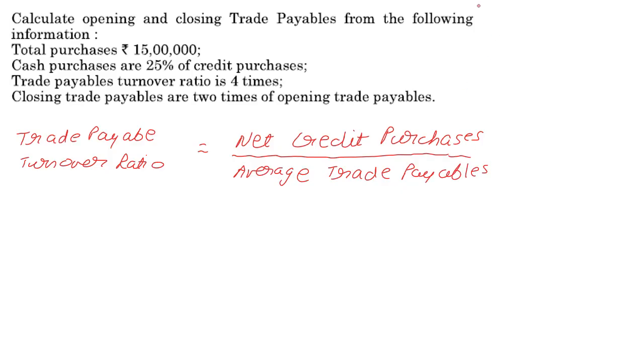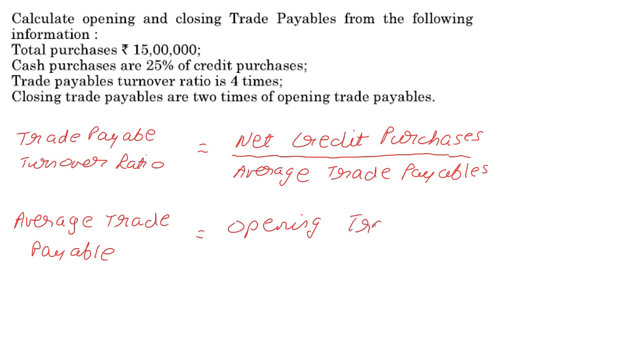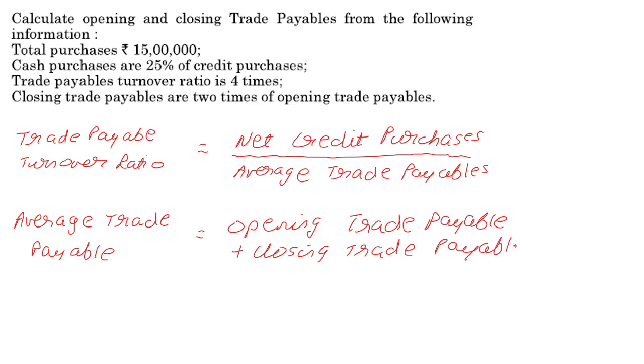Okay. And similarly, average trade payables is equal to opening trade payables plus closing trade payables, upon 2.